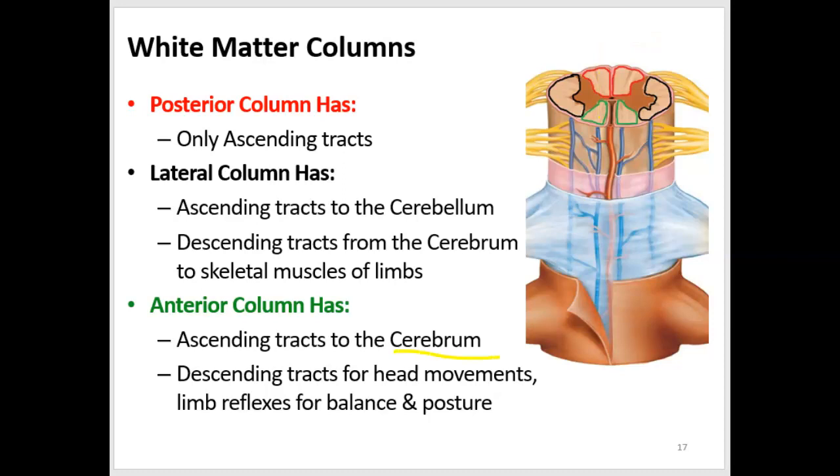So to the cerebrum. The descending tracts are probably coming from the cerebellum, but they're also coming from the primary motor cortex as well, and we're going to look at a couple of examples of those. So there's both ascending and descending in most columns, but the posterior column has only ascending tracts.